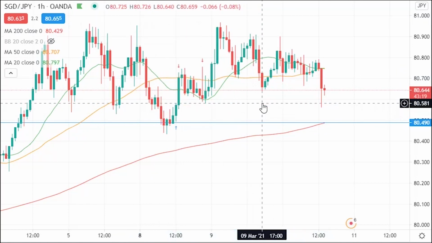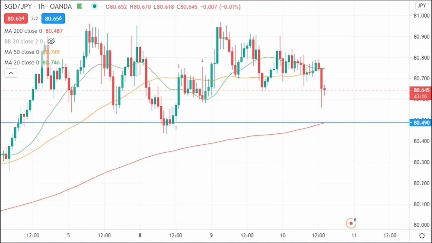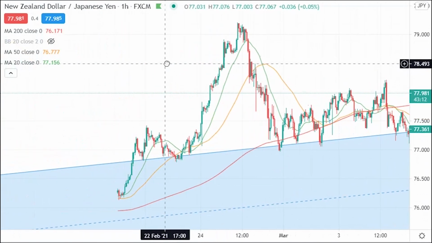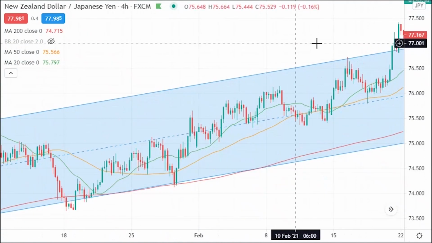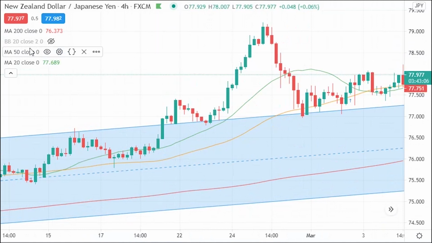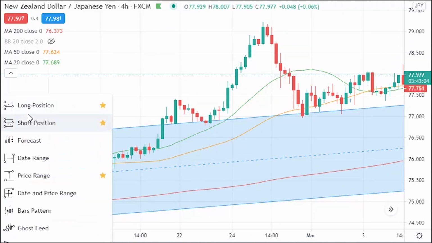And I'll give you one more example on a diagonal one. So here's the Kiwi yen. I was entering on the 4-hour chart on this one, not the 1 hour. And it's the exact same principle.